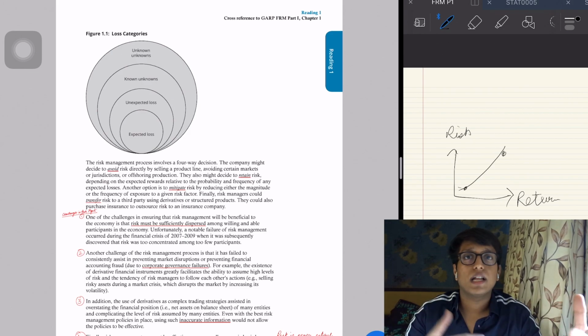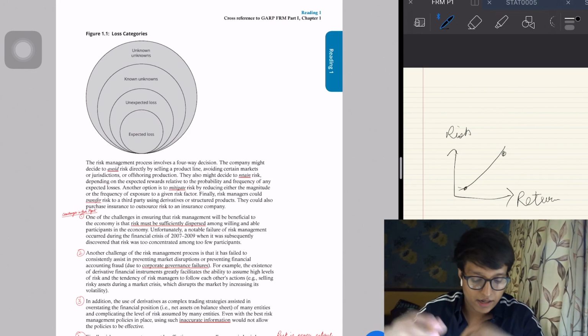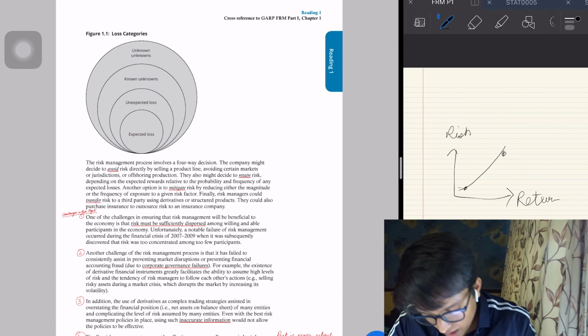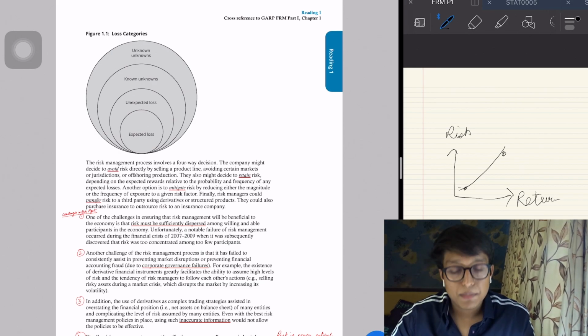There are products like that, structured products. We'll study that later as well. Now we move on to the challenges in the risk management process.